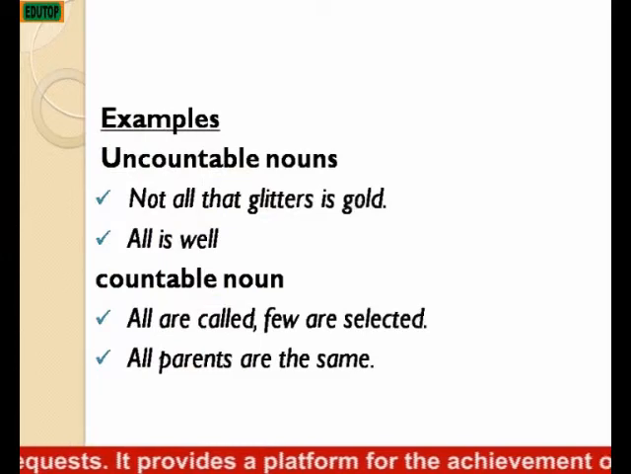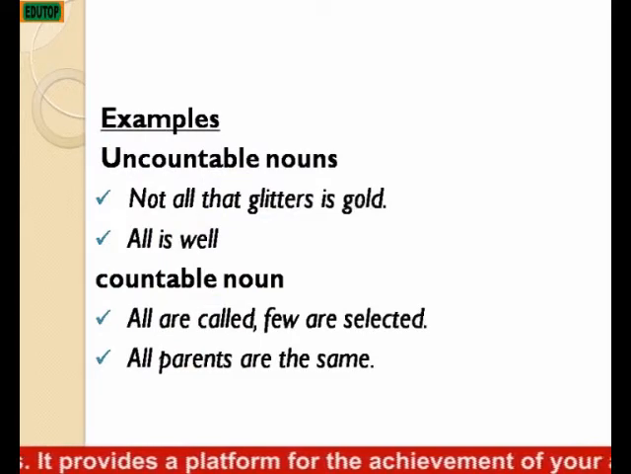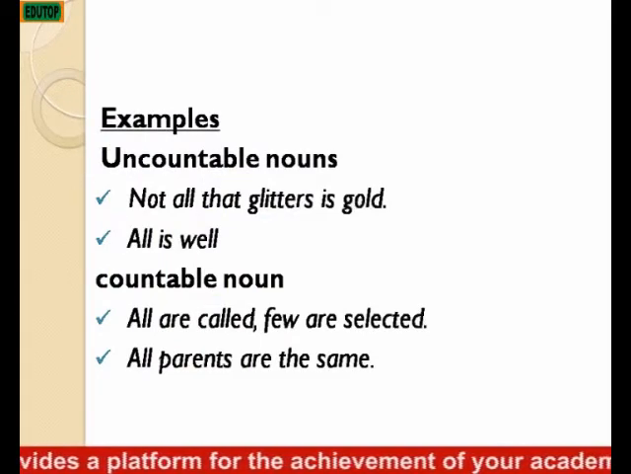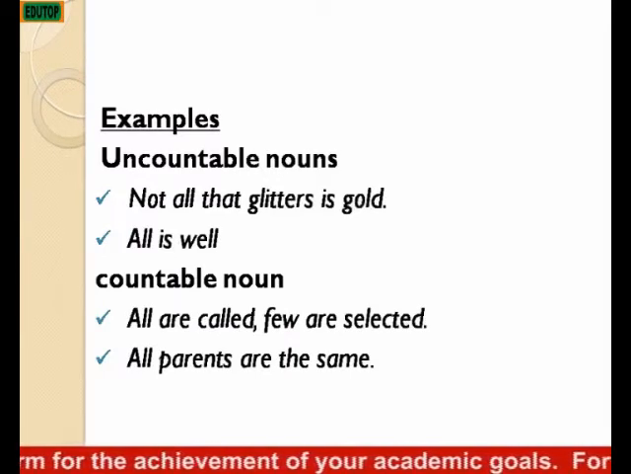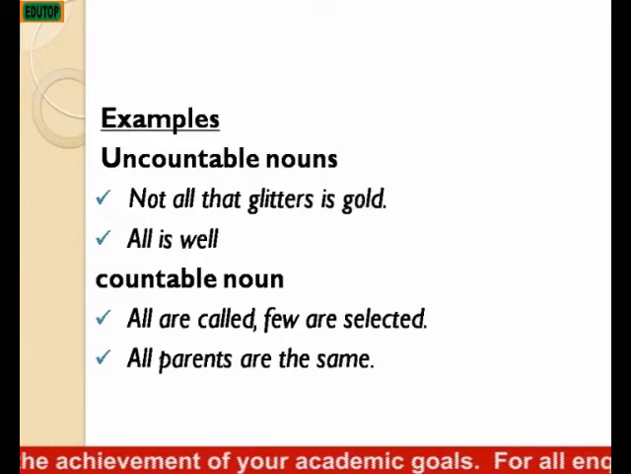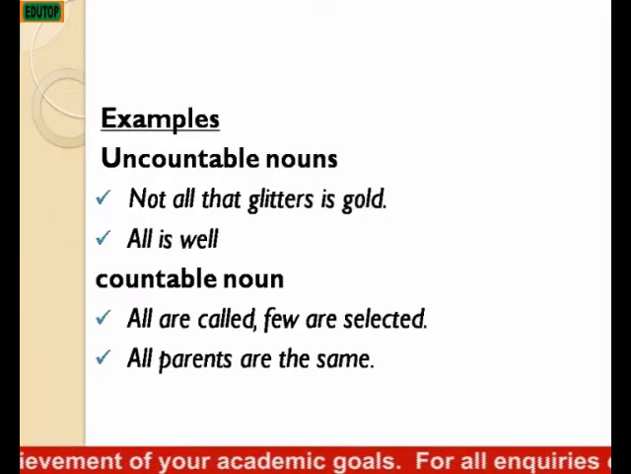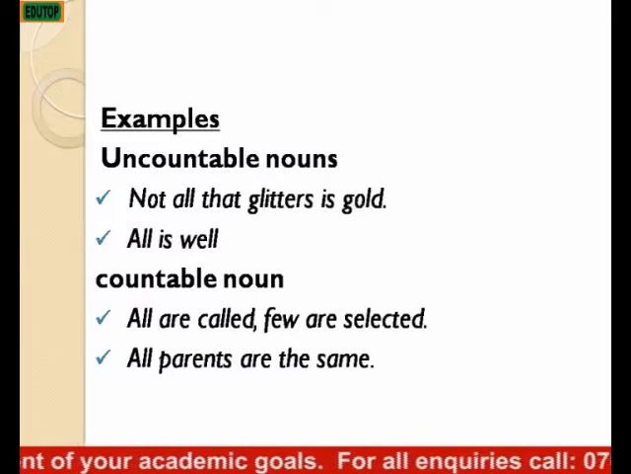Examples: we are considering the uncountable nouns first. Not all that glitters is gold. All is well. These examples reflect uncountable nouns at the subject level. The subjects of the sentences are uncountable nouns.